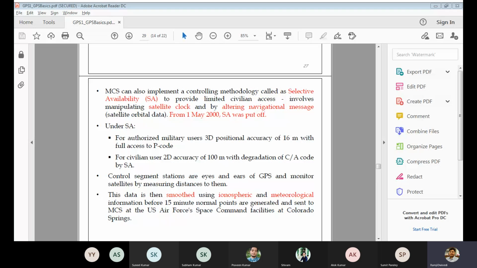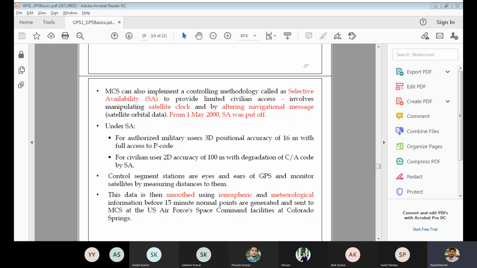So the master control station has monitoring stations as well as ground antennas. Monitoring stations simply track GPS satellites as they pass overhead, collect navigation signals, range and carrier measurements and atmospheric data, and feed observations to the master control station. They utilize sophisticated GPS receivers and provide global coverage via 16 sites, 6 from the Air Force, plus 10 from the National Geodetic Agency.